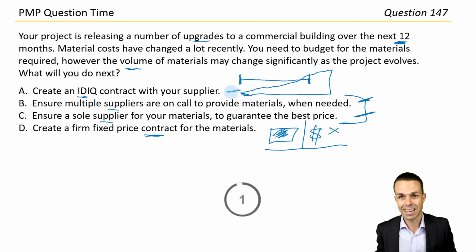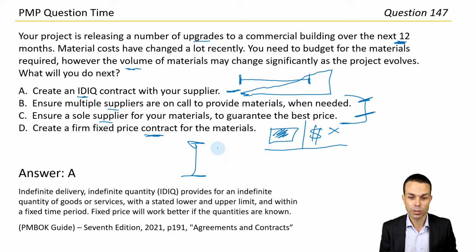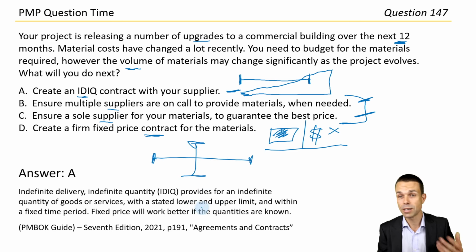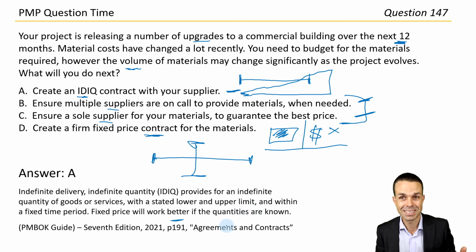Let's try answer A. Okay, excellent. Indefinite delivery, indefinite quantity provides for an indefinite quantity of goods or services with a stated lower and upper limit, which is good, and within a fixed time period. So that's also good. Fixed price will work better if the quantities are known. That's really good to know as well. Page 191 under Agreements and Contracts in the PMBOK Guide 7th edition.